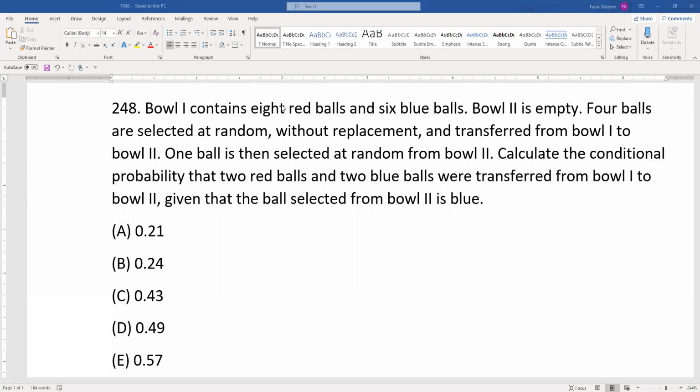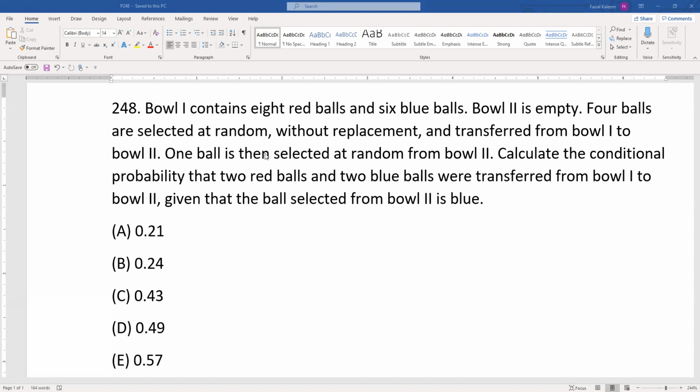Bowl 1 contains 8 red and 6 blue balls. Bowl 2 is empty. 4 balls are drawn at random without replacement and transferred from bowl 1 to bowl 2. One ball is then selected at random from bowl 2.